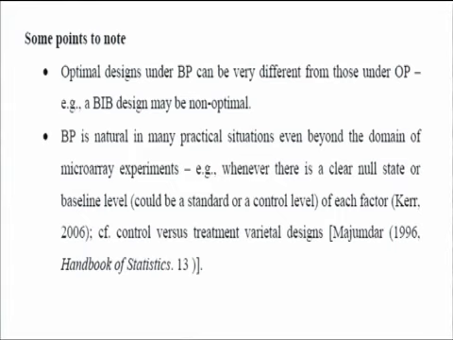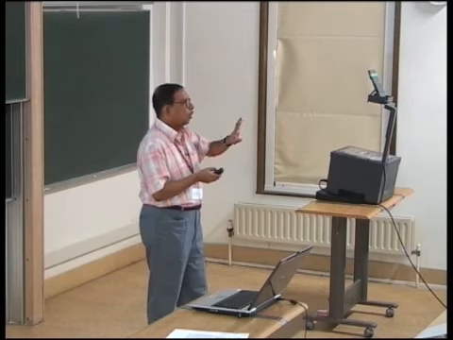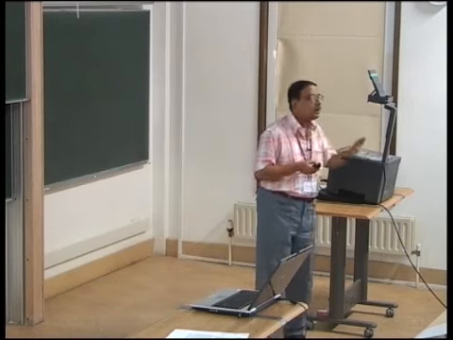Now, some points to note. First of all, in a baseline parameterization, the contrasts are quite different from those under orthogonal parameterization. So, although a lot of results are known under the orthogonal parameterization, those do not immediately lead to corresponding results under the baseline parameterization. And now, this baseline parameterization can be natural in many practical situations. It is quite analogous to control versus treatment in varietal designs.